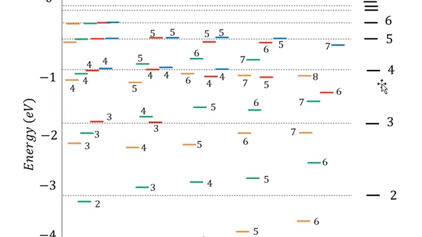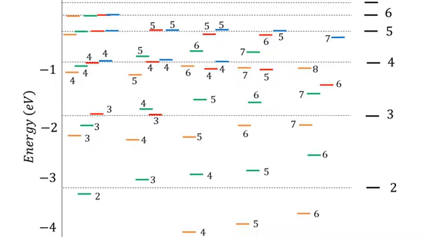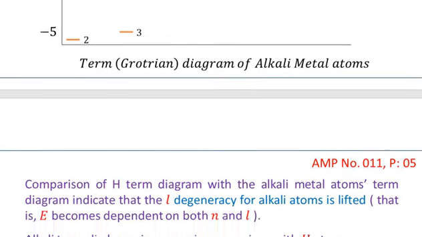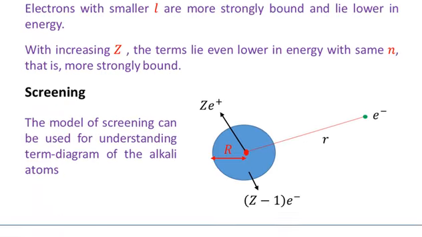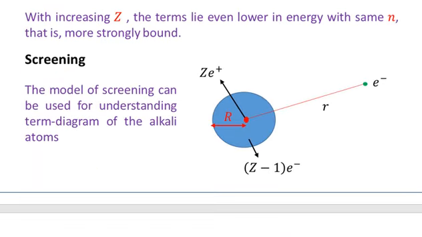Now the question is that the lifting of orbital degeneracy is shown in this diagram, but what is the source of lifting of this degeneracy? So let's talk now about the source of lifting of the orbital degeneracy in the alkali metal atoms, and the screening concept in this connection is explained over here.